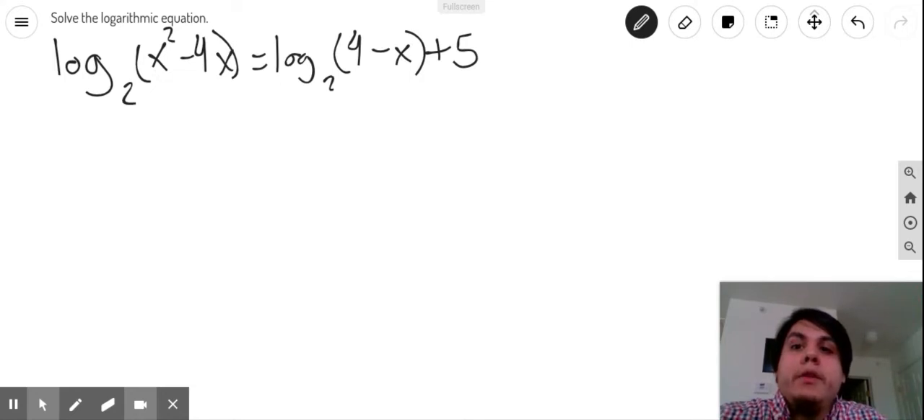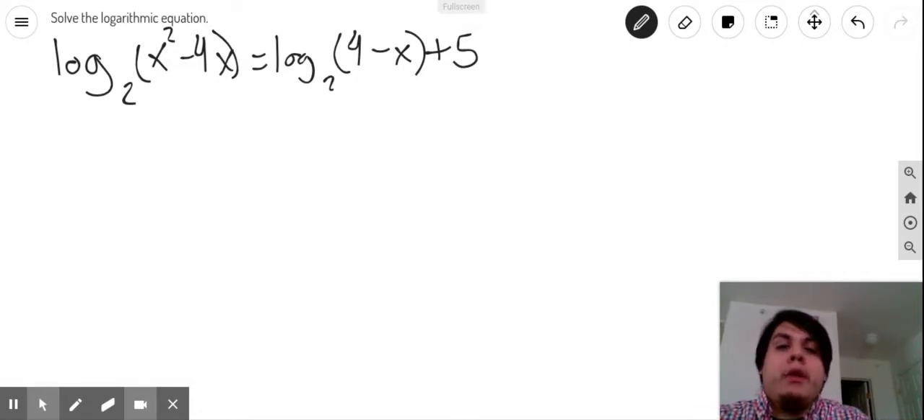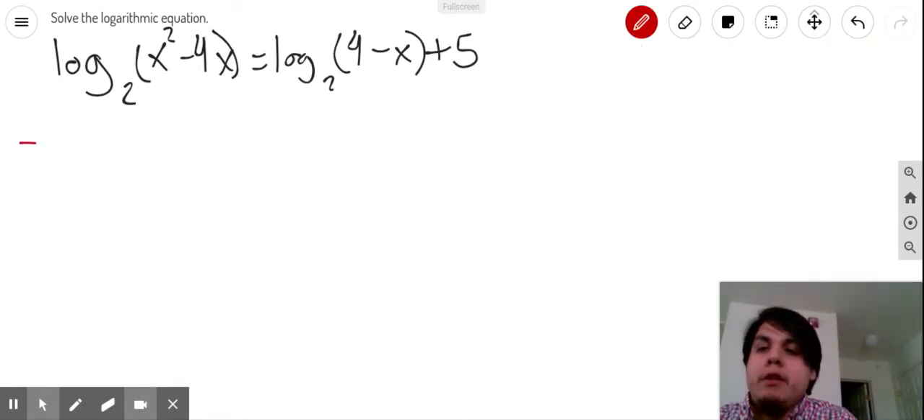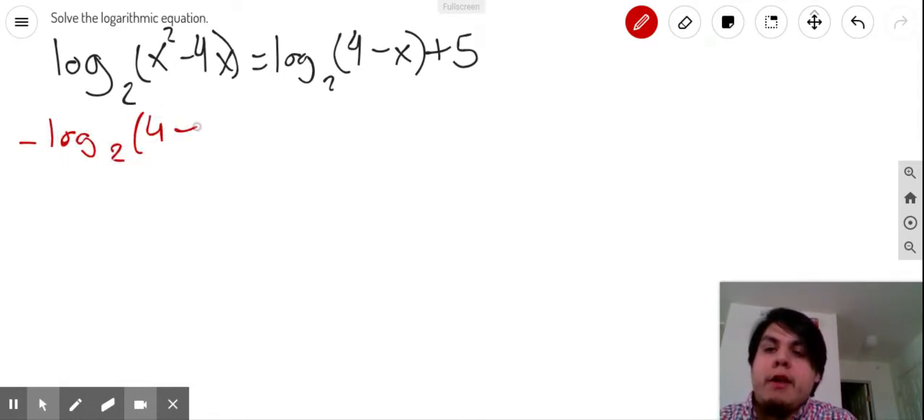Hey guys, so we're still working with solving logarithmic equations. For this one, it's kind of like the other one, except there's an equal sign between the logs. So let's rewrite. I still want to keep all the logs on the same side together, so I'm going to go ahead and just subtract the log base 2 of 4 minus x on both sides.